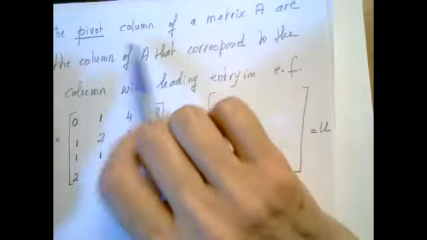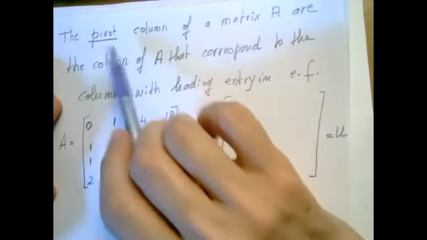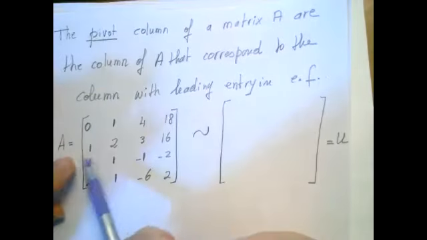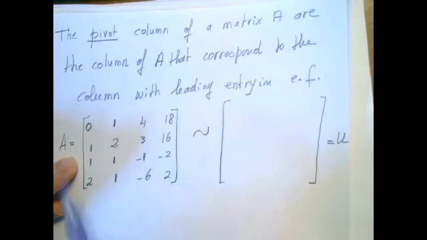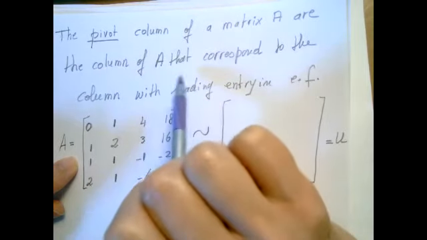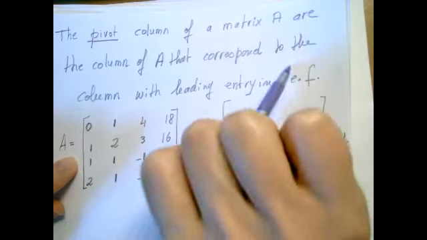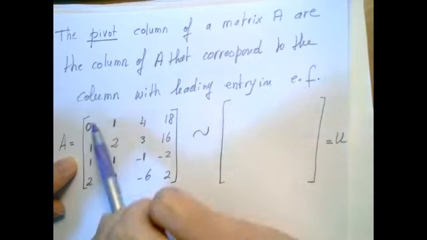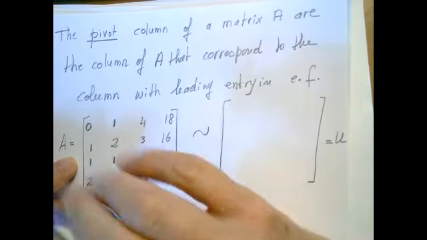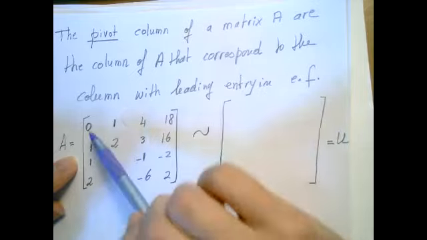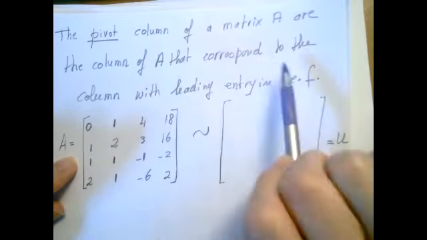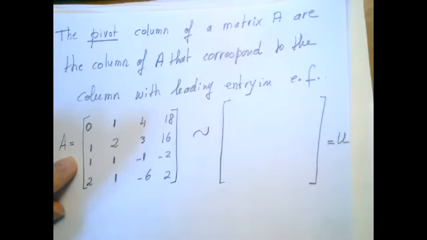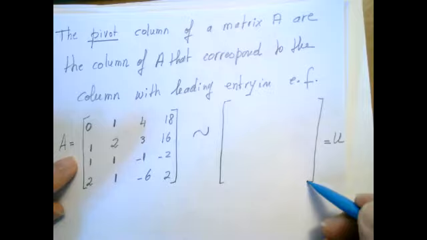The pivot column, that the book talks a lot about. What's the pivot column of the matrix? The pivot columns of a matrix A, so that's the matrix I've been working with, are the columns of A that correspond to the columns with a leading entry in the echelon form. So to know what the pivot columns are, I have to find the echelon form.